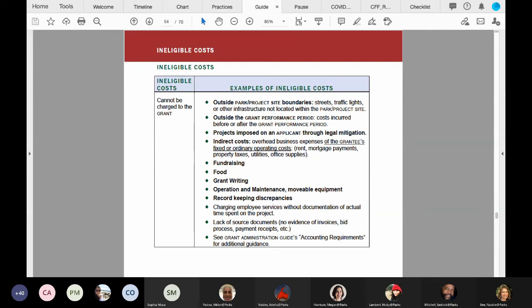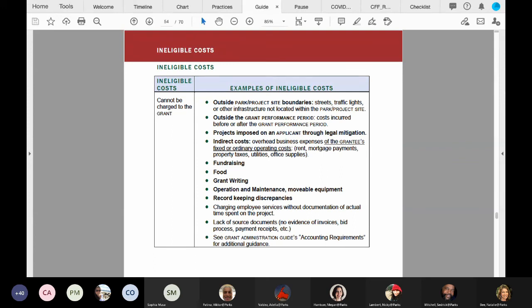In this case, the costs you're charging to the grant, including staff time, are specific costs that are necessary to complete the project. So for the master plan, the costs for the master plan have to be specific to the project, and also keep in mind that the grant's performance period started July 1st of 2020. So if you did a master plan before July 1st, 2020, that's definitely not eligible for reimbursement.